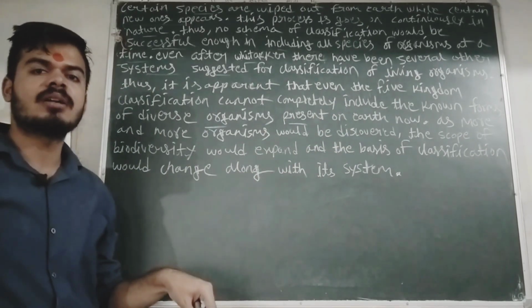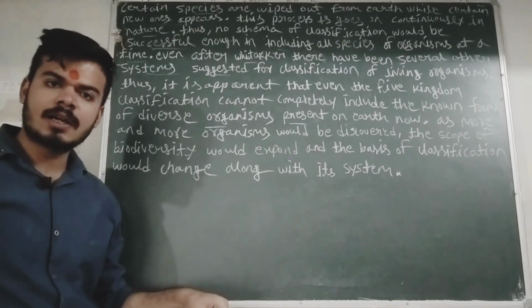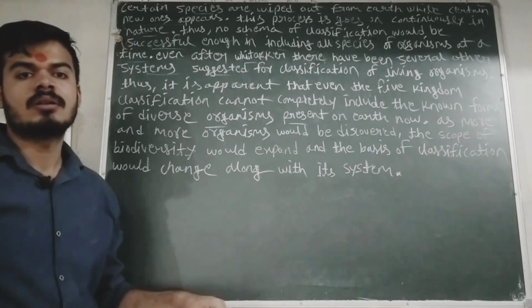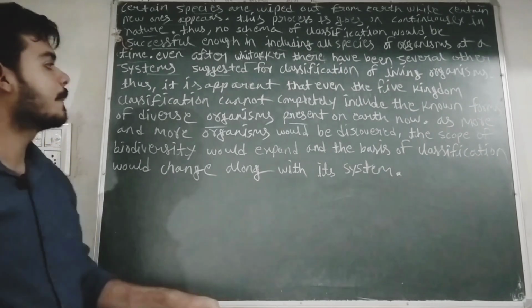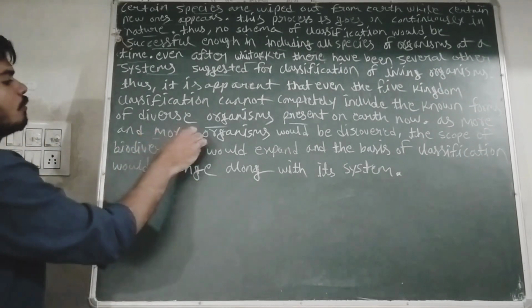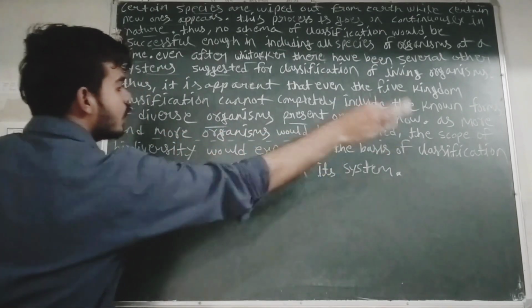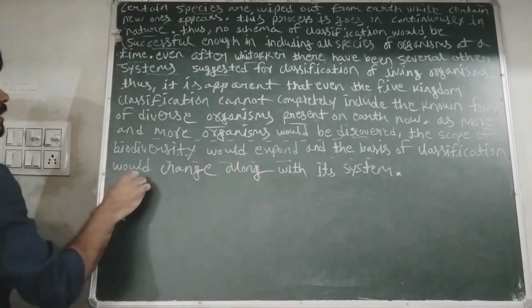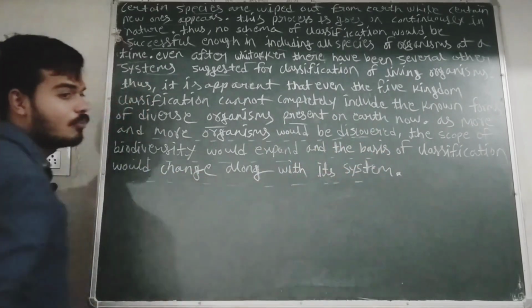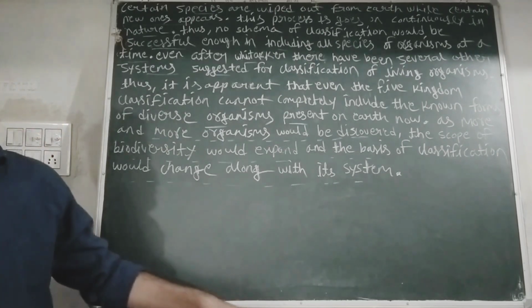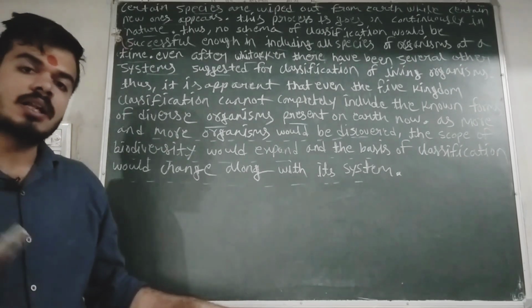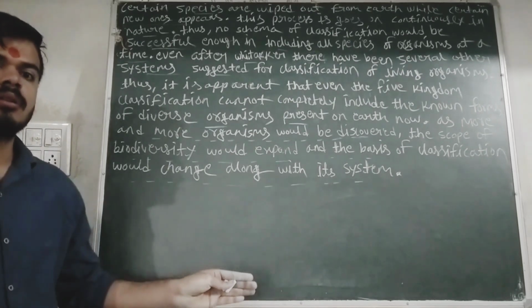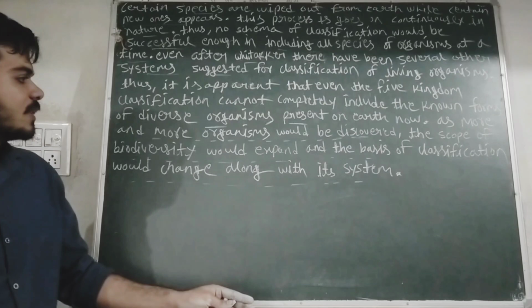Many types of organisms are present on the earth, but Whittaker's 5 kingdom classification does not satisfy it. As more and more organisms are discovered, the scope of biodiversity would expand and the basis of classification would change along with its system. When new organisms are discovered, a new system is also discovered, so it expands the system of classification.